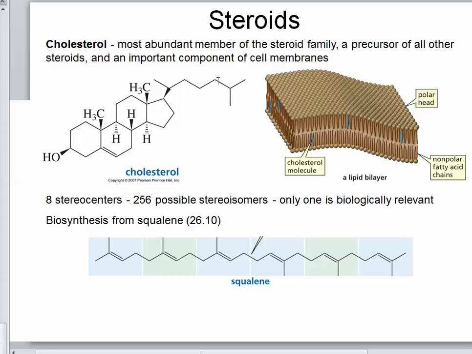So this is our cholesterol structure here. So A, B, C, and D, we get some double bonds involved. We have some OH groups involved. We see maybe just an iso unit here on the end. 1, 2, 3, 4, 5, 6, 7, and 8. Total of 8 carbons up there.